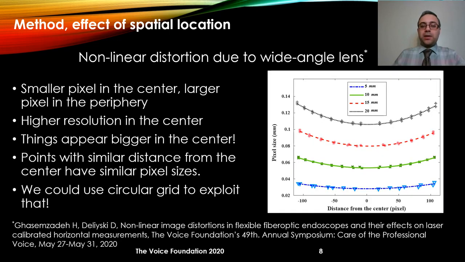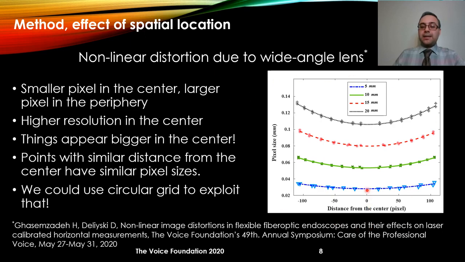A spatial location of the object is another confounding factor that we need to account for. In flexible endoscope, we use wide-angle lens, and wide-angle lens introduce nonlinear distortion into the images. We have done a separate study on the effect of nonlinear distortion, and we are presenting the result of that study in this virtual venue. So if you are interested, you can go to that other presentation. But this figure is showing some of that result.